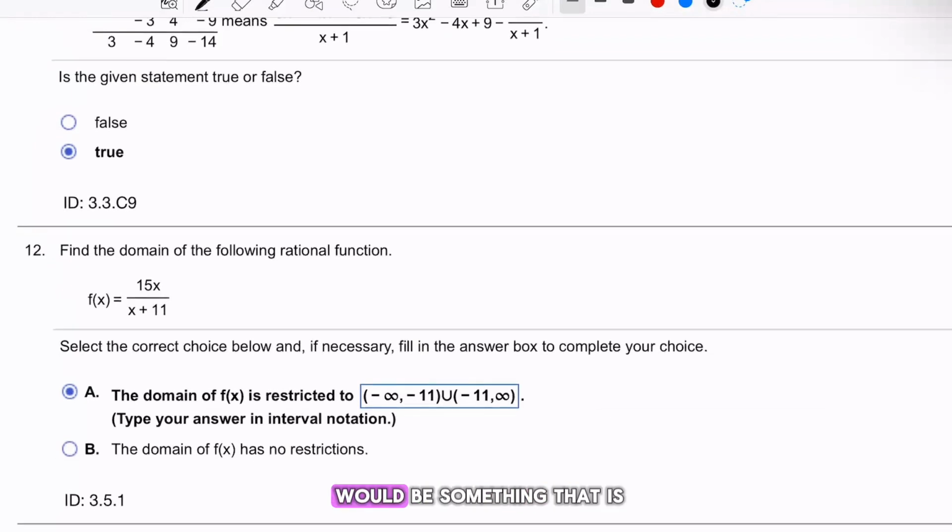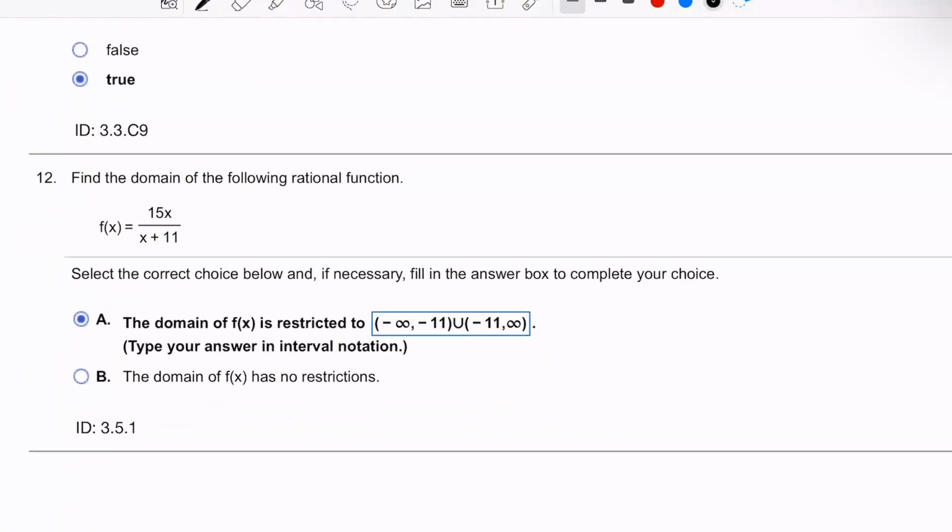And then this one would be something that you have to be careful about how you put it in. So you have your restriction on the domain. So you have to make sure that you put the parentheses in the right spot, the comma, don't make any spaces, you do your minus, do your union. So just be careful.